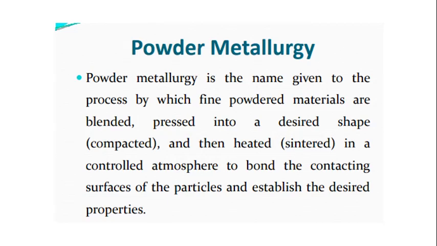In powder metallurgy, as the name suggests, in this process fine powder materials are firstly blended, then pressed into the desired shape or compact. This process is called compaction. And then it will be heated. That process is called sintering, in a controlled atmosphere, to bond the contacting surfaces of particles and establish the desired properties. So your first product will be a powder of the metal. Then you blend it into fine particles of whatever dimension is required. Then we press it into whatever shape we want. Then we provide some heat to achieve bonding between the particles, and that is how we get the end product. That is your powder metallurgy.